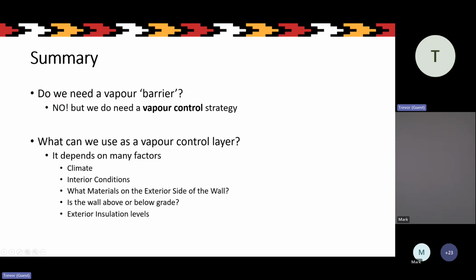Question. Oh, don't tape. No. So, okay, let me go back one. So the question, I guess, is: don't tape the seams on the foam board to allow drying. That's not going to help.